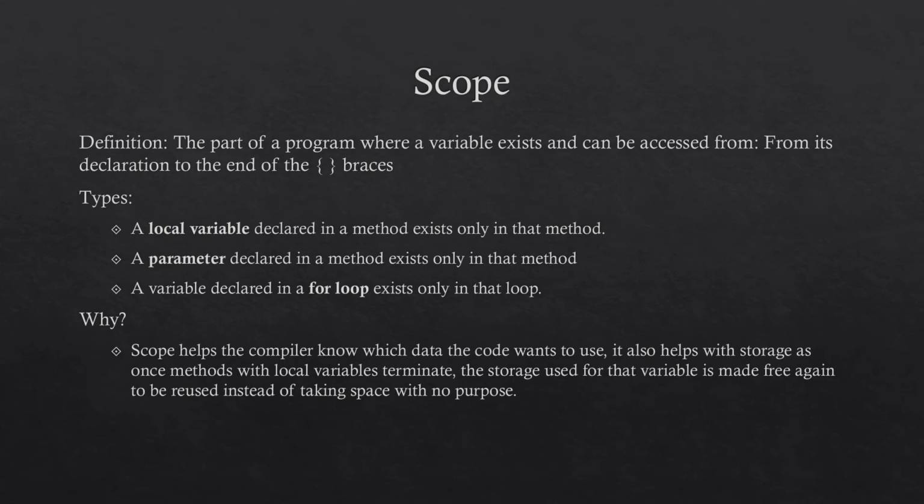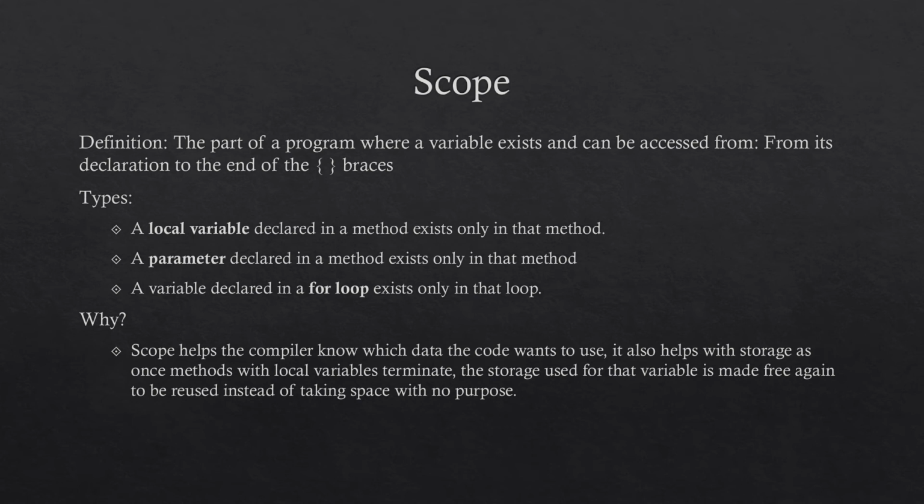The scope is the part of the program where a variable exists and can be accessed, from its declaration to the end of the curly brackets. The types of scope are a local variable declared in a method that exists only in that method, a parameter declared in a method that exists only in that method, and a variable declared in a for loop that exists only in that loop. These are the most important ones for AP Computer Science A.